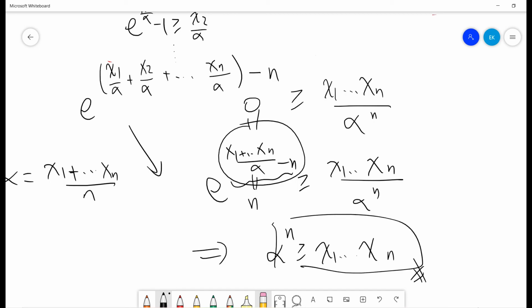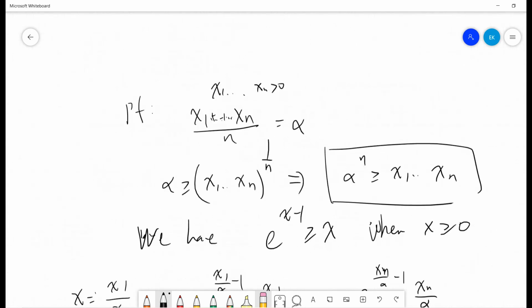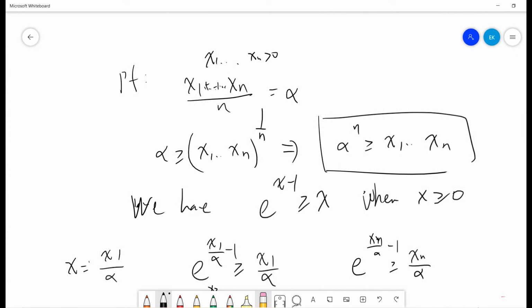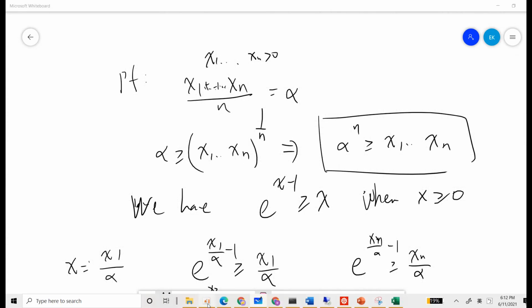Okay, so this is the second proof of the arithmetic mean and geometric mean inequality.